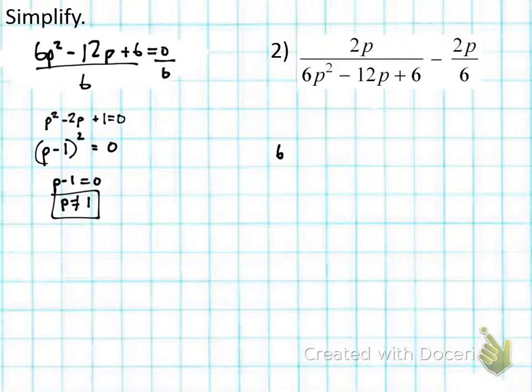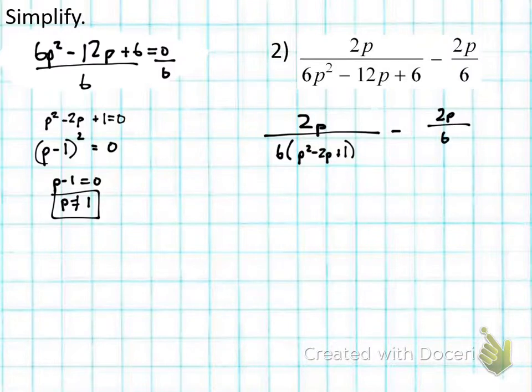Now, on the left-hand side, we have this denominator here, and I'm going to factor it out. We kind of already factored it over here because we can factor out a 6. I can't just divide everything by 6 here because this is not an equation. We're not solving for p. So we're going to factor out a 6 here: 6 times p squared minus 2p plus 1. The numerator is 2p. Then we have the second fraction, with a minus sign, 2p all over 6. So now we have two denominators.